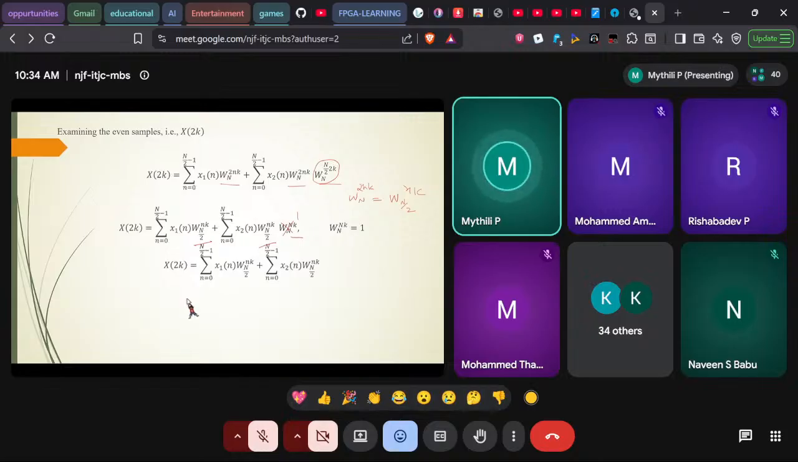So if you divide the sequence into two halves, then you can see that the even samples are nothing but the n by 2 point DFT of the first half plus the n by 2 point DFT of the second half. Slightly different from the previous case. So the same summation, we can combine them like this: we can add x1 of n and x2 of n, and then take an n by 2 point DFT to get the even samples.